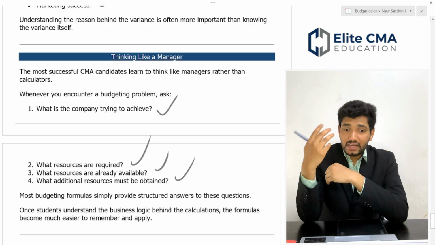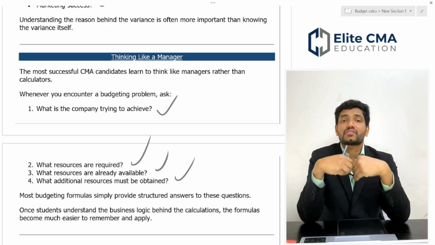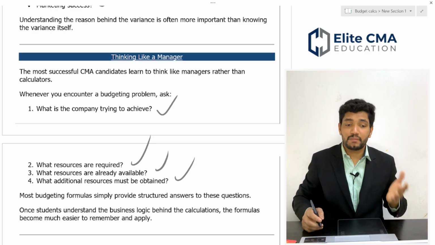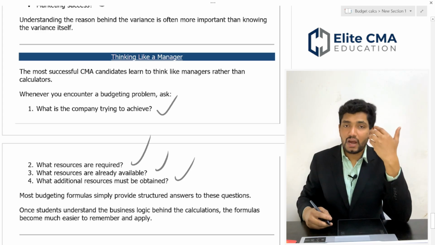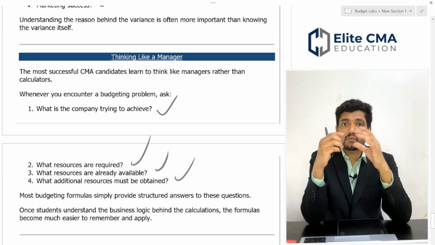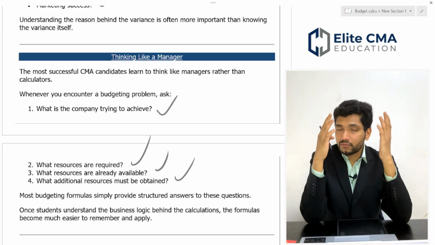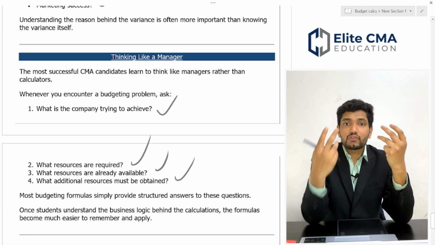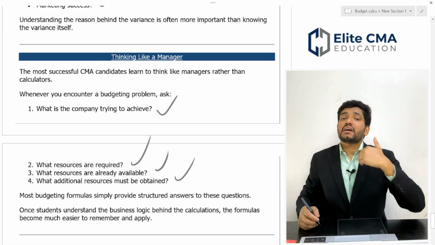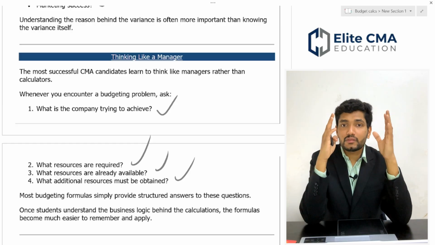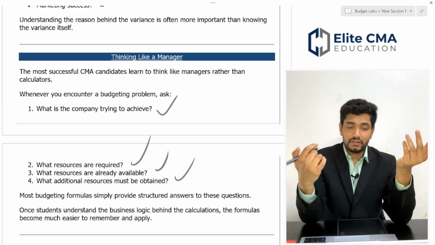So once you are a strategic thinker, you should try to understand this situation before you do budgeting or encounter a budgeting problem. What is the company's expectation, or what is the company's vision and mission for a particular period? What are the resources required to achieve those objectives? What are the available resources in the company? What additional resources must be obtained or are required?